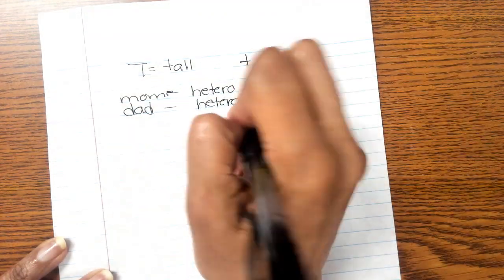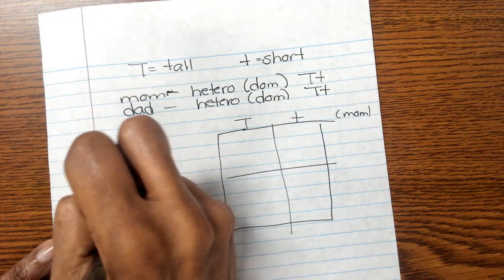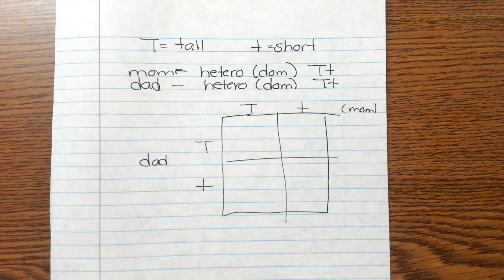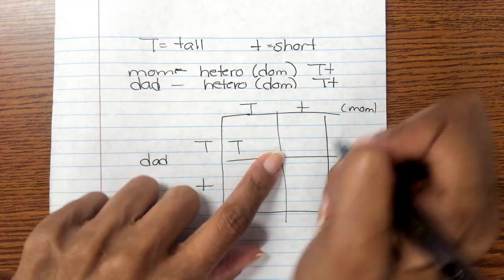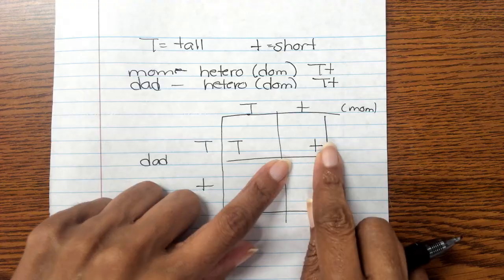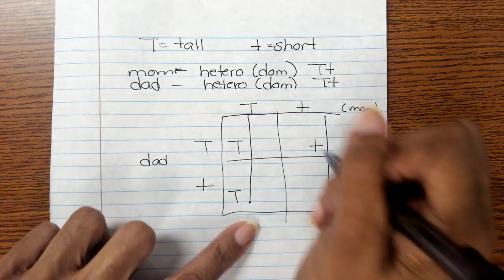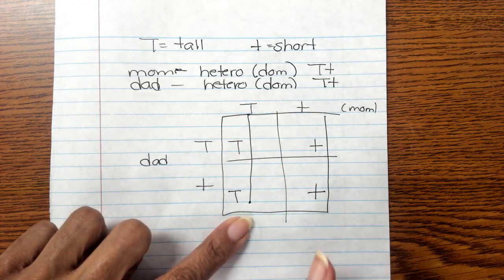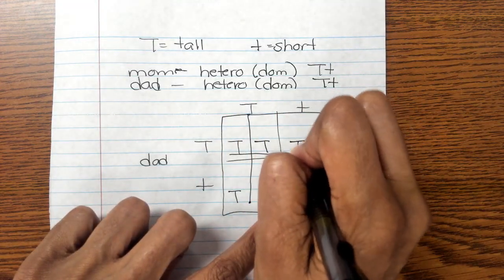Okay, again, I'm going to put mom on top, and I'm going to put dad on the side. Each offspring gets 1 gene from each parent. So, big T, little t. Okay? So you go down, big T, little t. So each offspring got 1 from mom. And then we go across. So big T, little t.